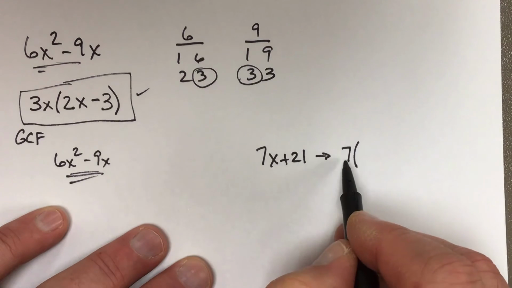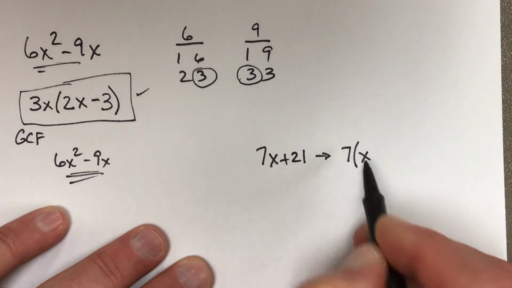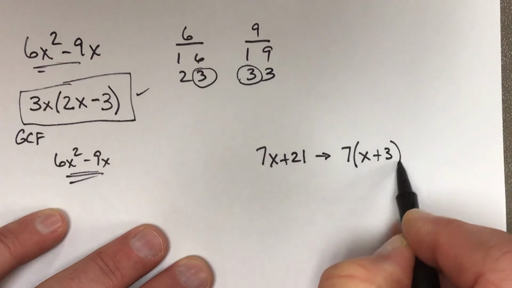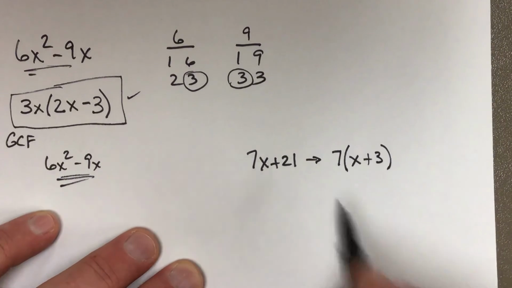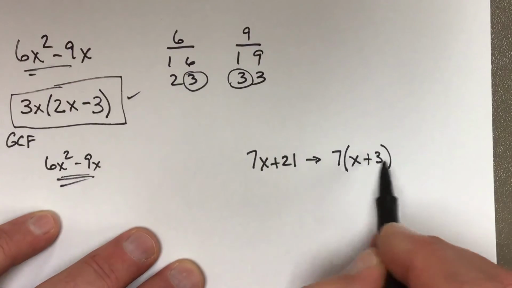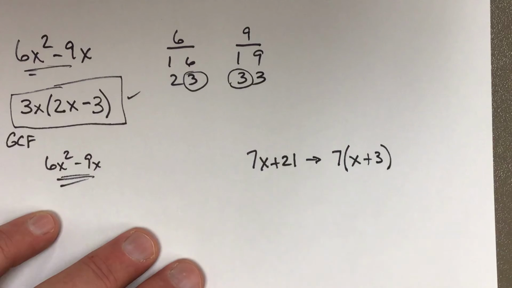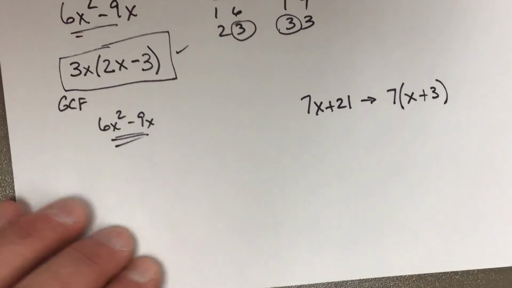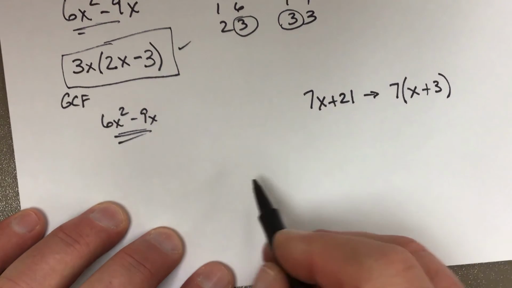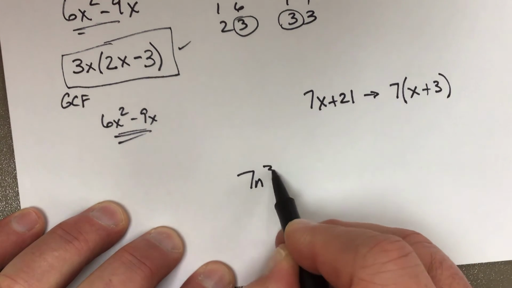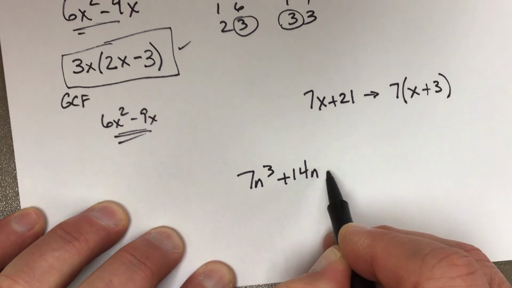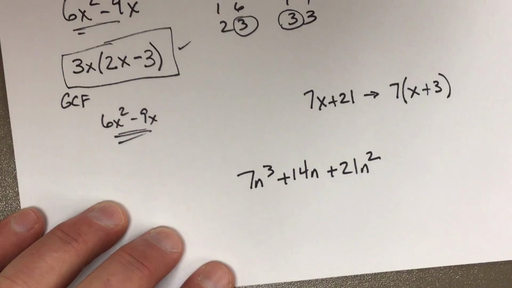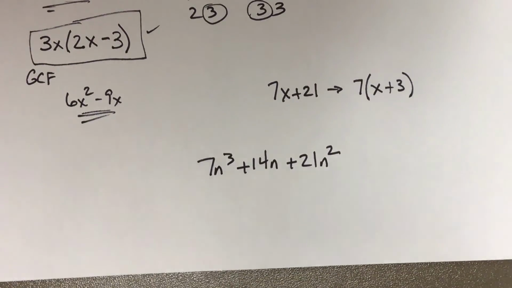So what do you multiply 7 by to get 7x? I multiply it by x. What do you multiply 7 by to get 21? I multiply it by 3. So 7 times x, 7x, 7 times 3, 21. All day long, all right? Now, the next thing they're going to try to do is just expand it, right? So maybe they have something like this.